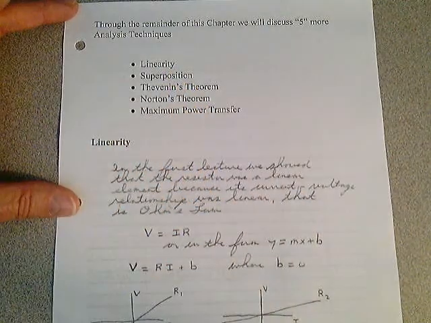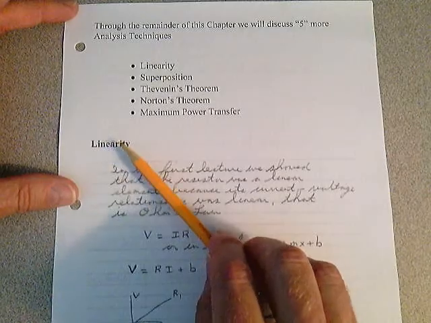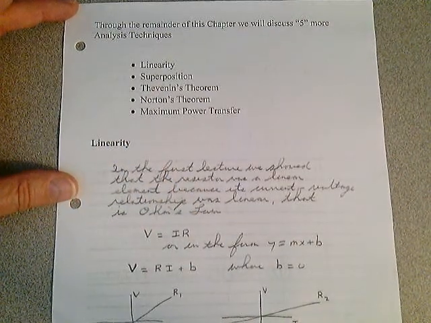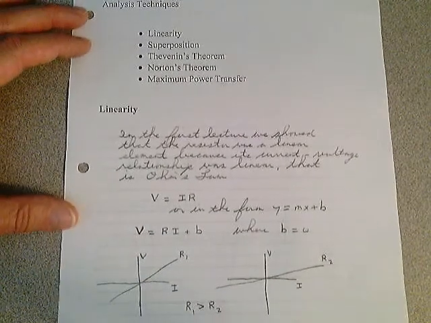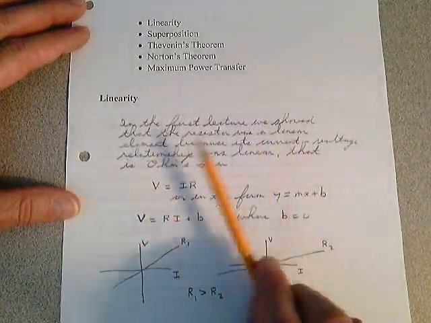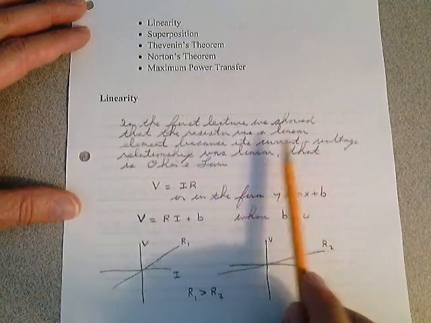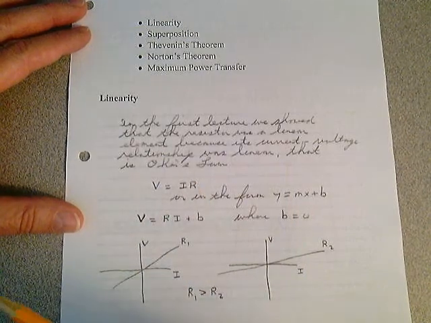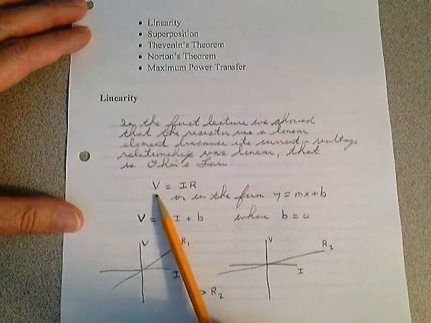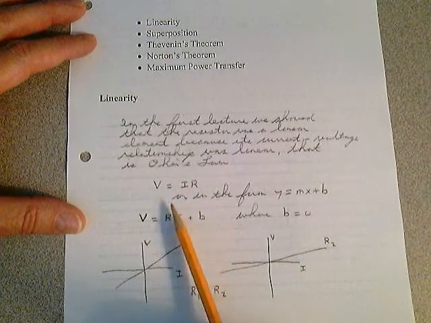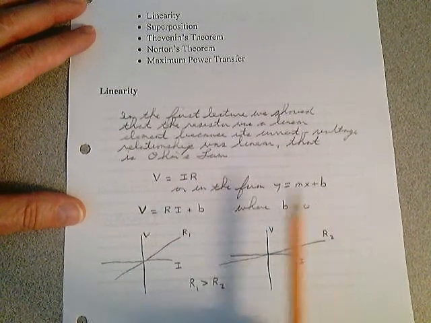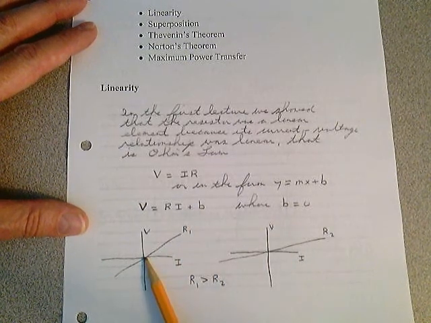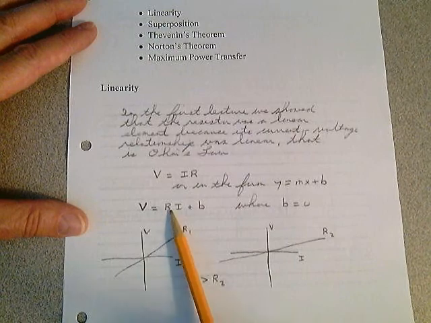Let's start out with linearity. How can you use linearity as an analysis technique in solving parameters within a circuit? In the first lecture, we showed that the resistor was a linear element because its current voltage relationship was linear. That's Ohm's law, V is equal to I times R. Or in the form y equals mx plus b, V is equal to R times I plus B, where B is the y-intercept, and R is simply the slope.